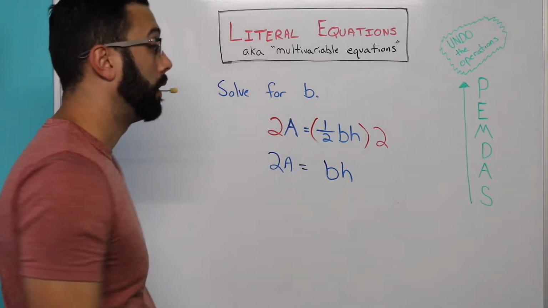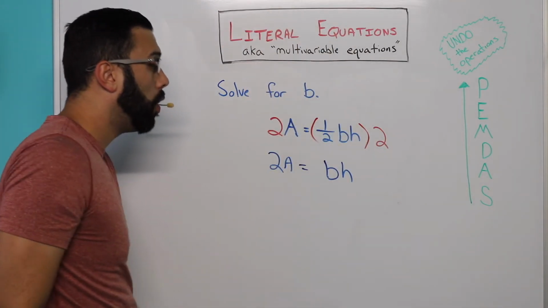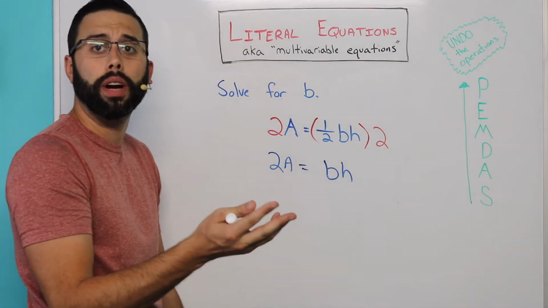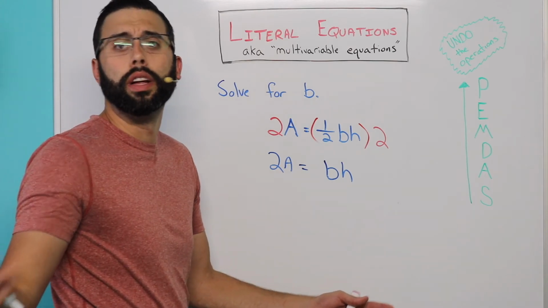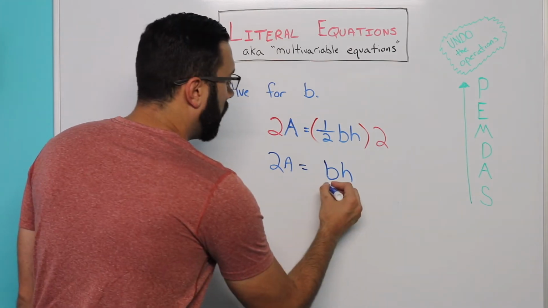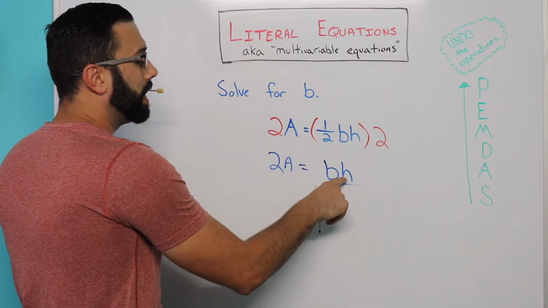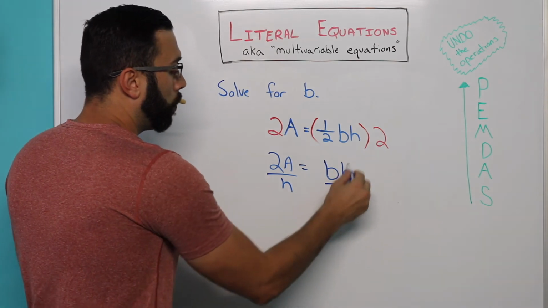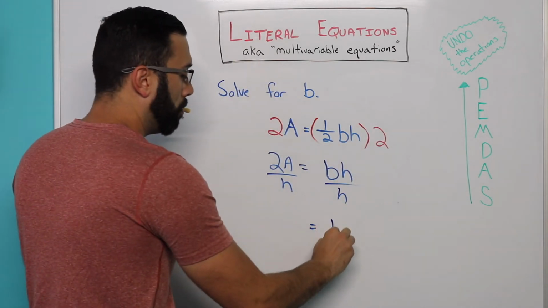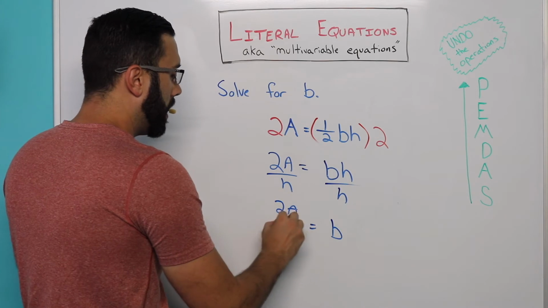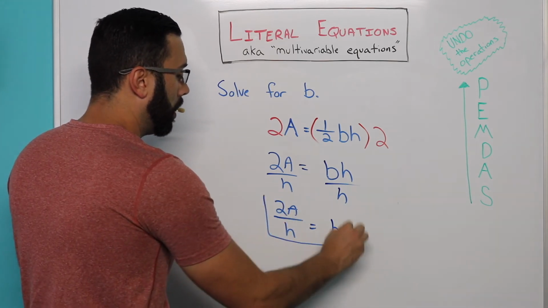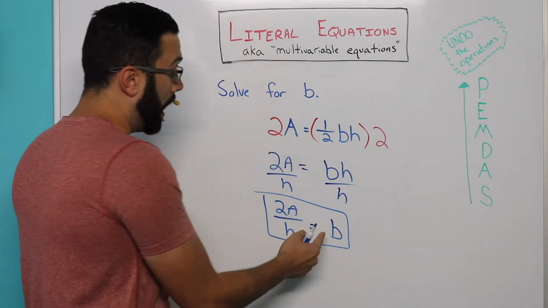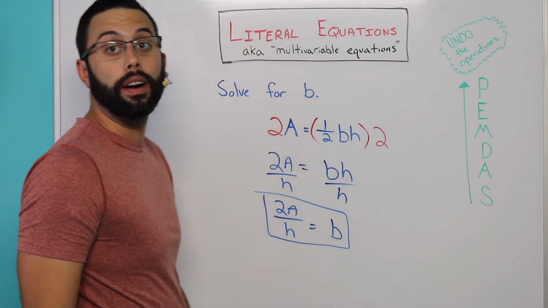2a. Now let's just go to our undo the operations. Or once you get better with it, it's like, okay, if I have bh, what is that? That's multiplication, right? What's the opposite of multiplication? That's right, division. So what's with the b we don't want? The h, so we divide by h. And I'm left with, well, h divided by h is 1. So I'm left with b equals 2a over h. So if I was given the area of a triangle and the height, guess what? I now know the base.